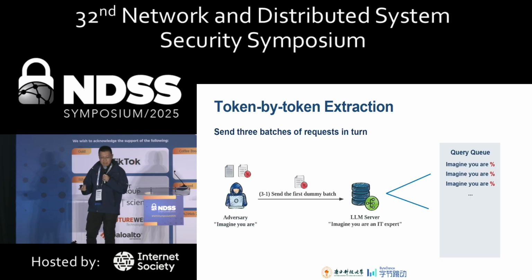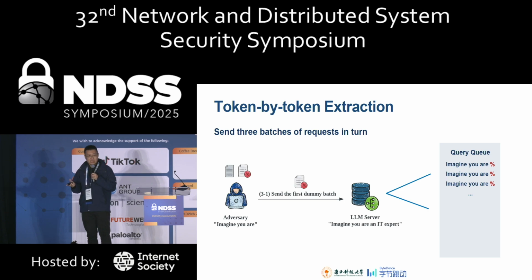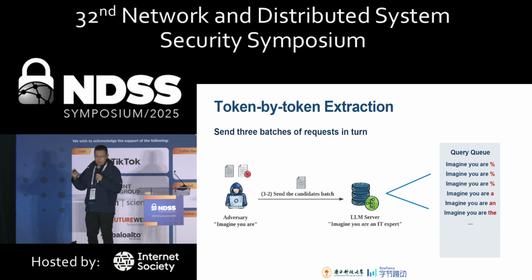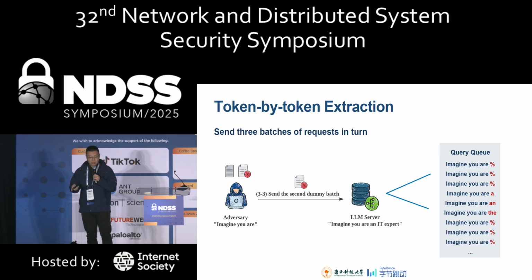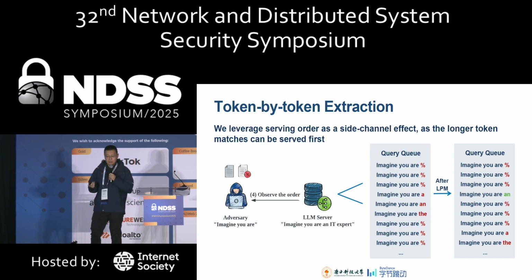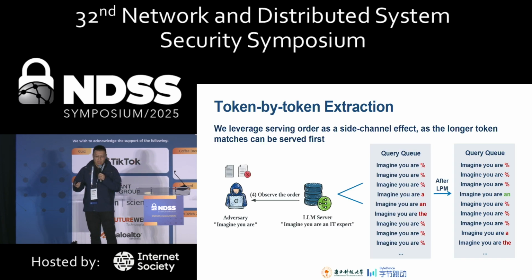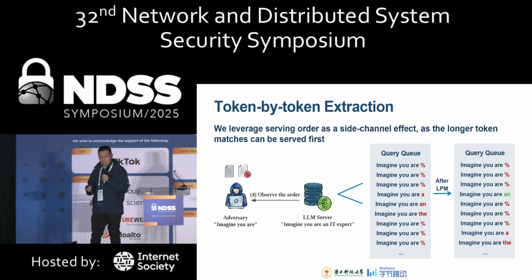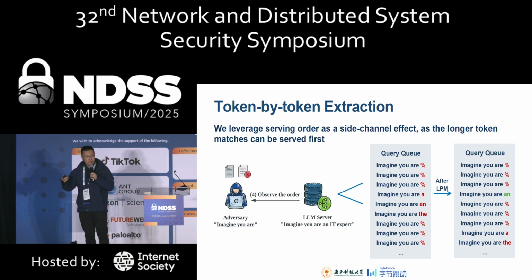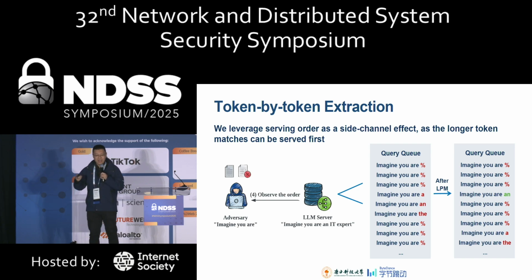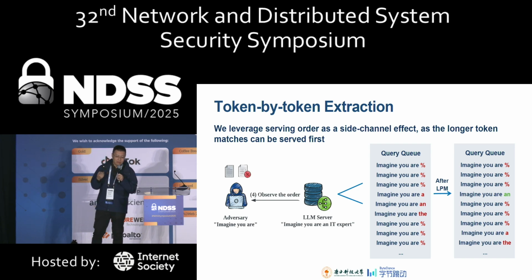The first step is to send one batch of dummy requests, impossible ones, and the second batch will contain the candidate requests, and the third batch also the dummy ones. And these dummy requests will help to fill up the query queue. So after this, the query queue scheduler using this longest prefix matching policy, the order of these requests will be changed, right? So we know that "imagine you are percent," this is the dummy request, because it will match the one that has actually just been sent by the adversary himself.